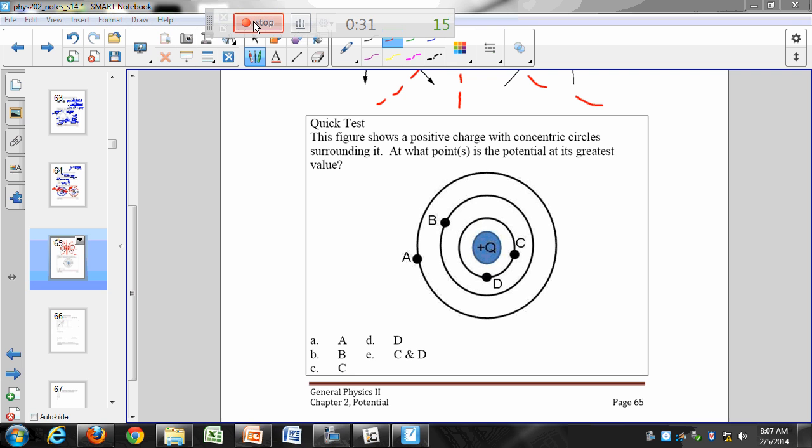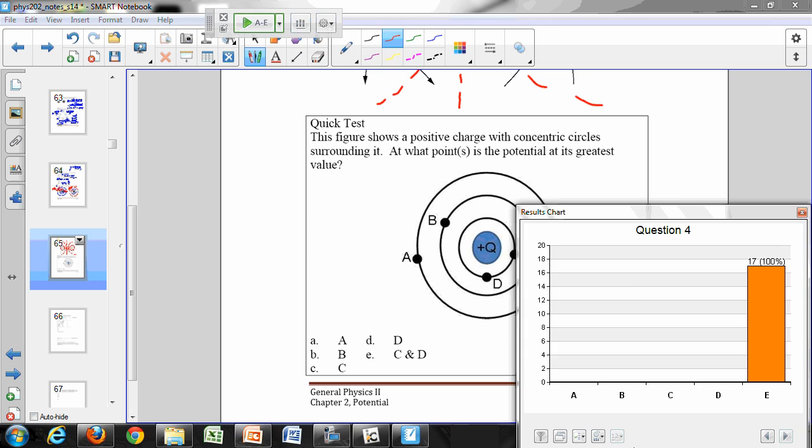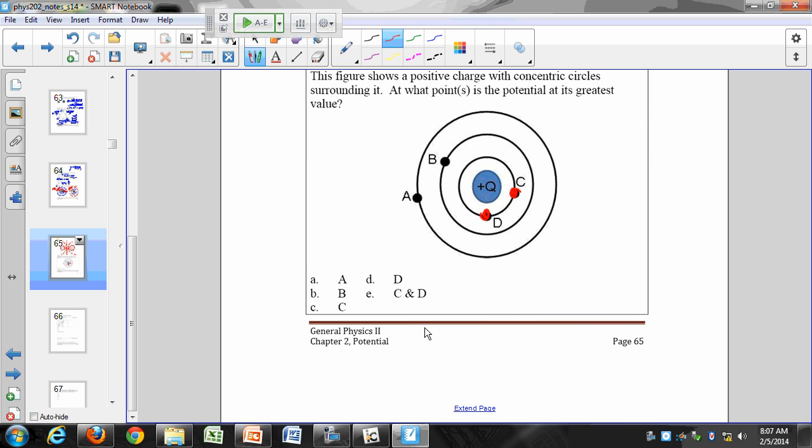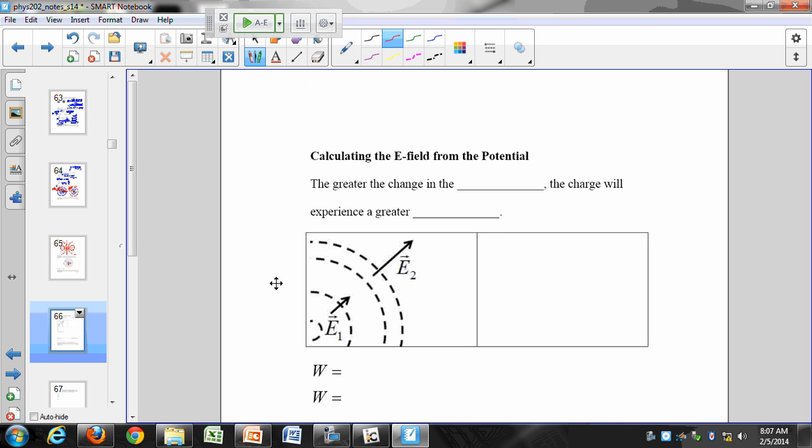I'm going to stop at 35. Excellent. E is right. These have the greatest value at points C and D. Right. Those are equal potential lines. All right, we're going to do this last little topic. It looks complicated, but it's not terribly complicated, and it's fairly useful to know.